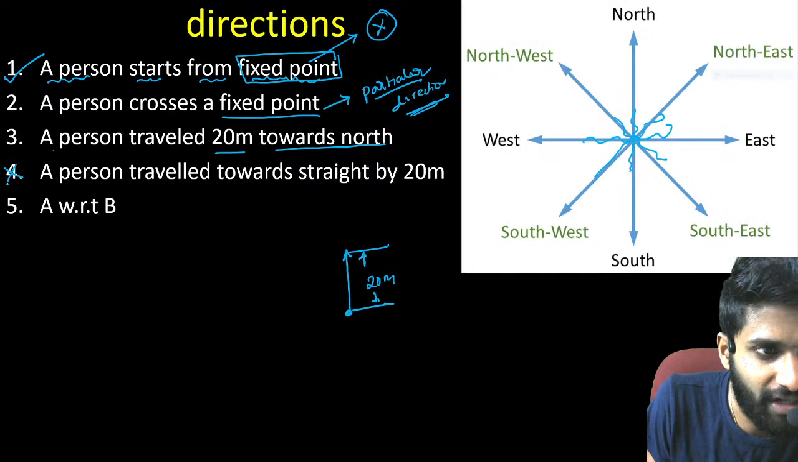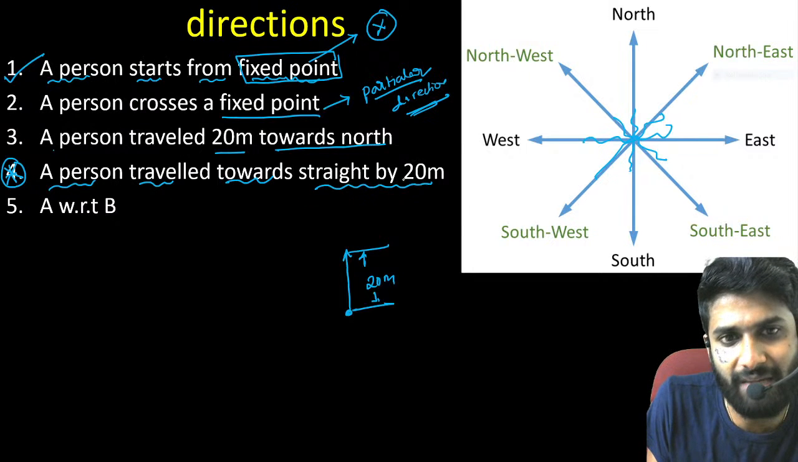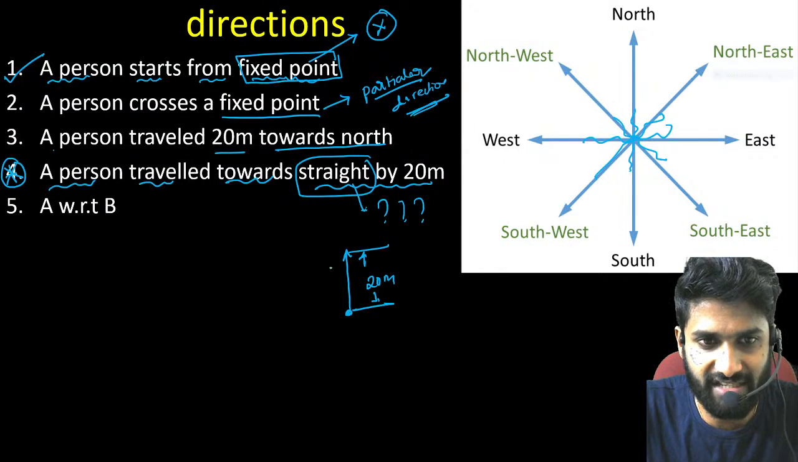What is the fourth point? This is the most important part. If a person travels straight by 20 meters, what is the meaning of straight? Now which direction was he traveling? That is my question, guys. Now which direction was he traveling?